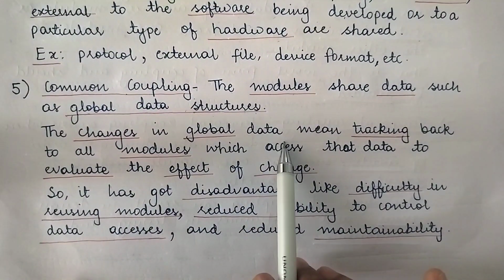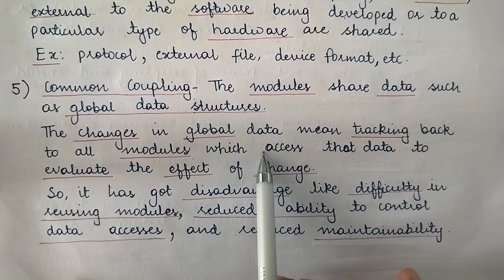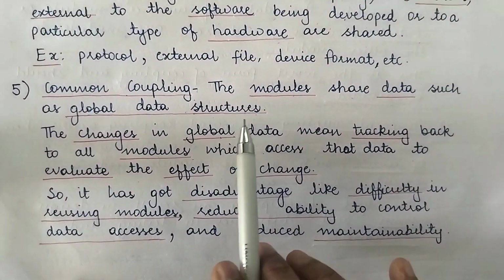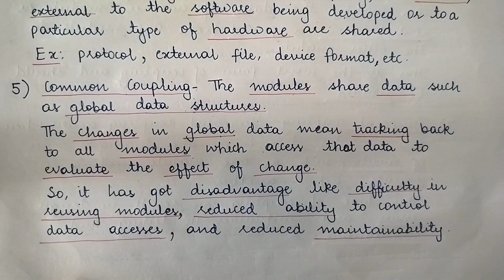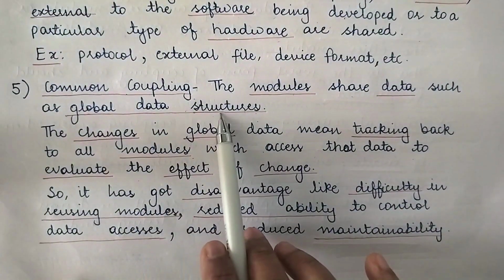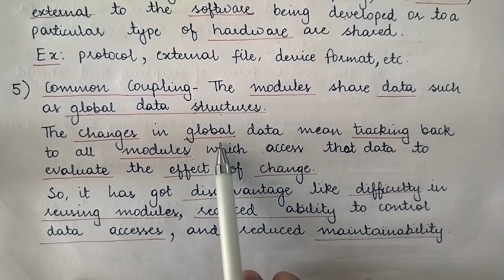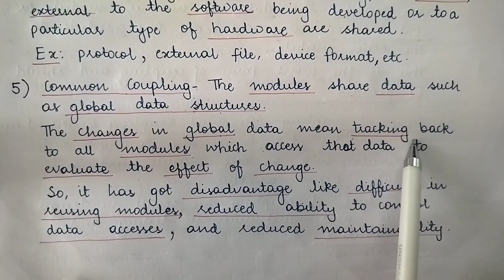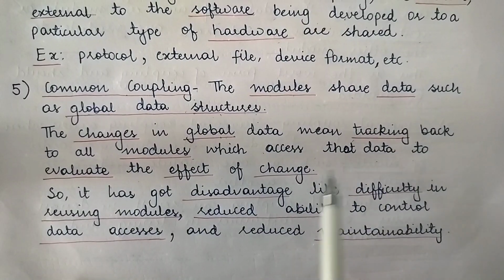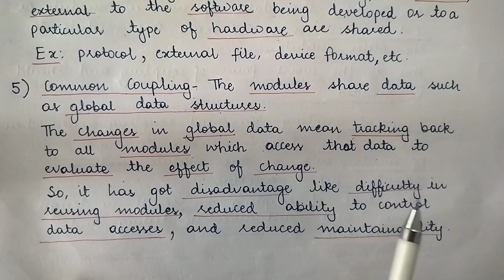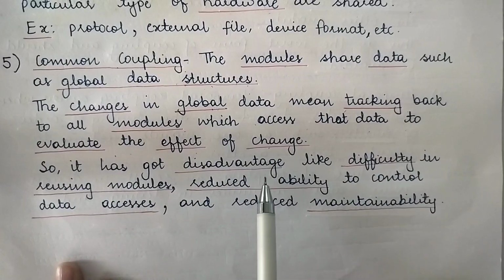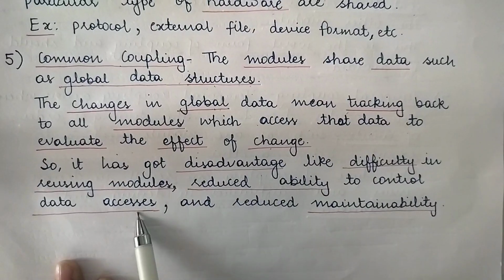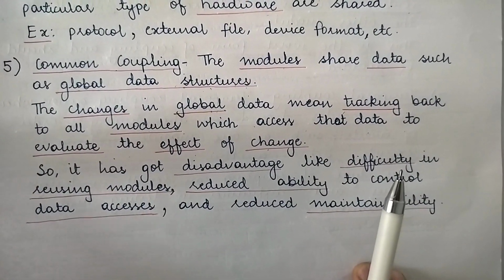Now any change in the global data means tracking back to all the modules which access that data to evaluate the effect of the change, because these global data structures are not internal to a specific module. So if any change is made in a global data structure, all those modules which are using this particular global data need to be tracked back, so that the effect of the change can be evaluated. So it has disadvantages like difficulty in reusing modules, reduced ability to control data access, and reduced maintainability.